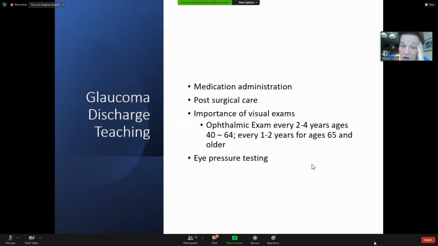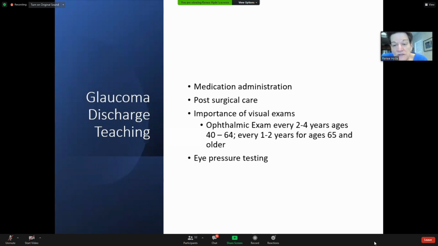Now, our discharge teaching, again, medication administration. How do they correctly administer those meds? If they have that trabeculotomy or any of the other surgeries, what is the post-surgical care? More than likely, it's going to be antibiotics and cortisone drops as well.